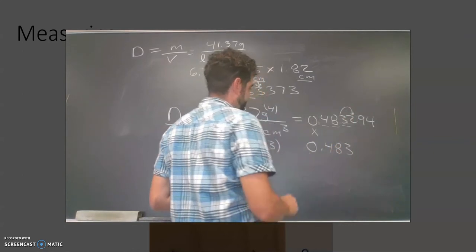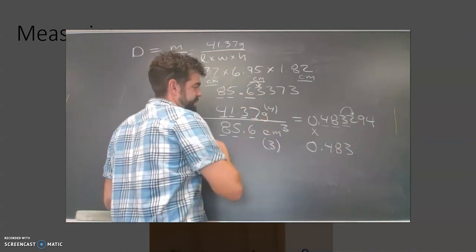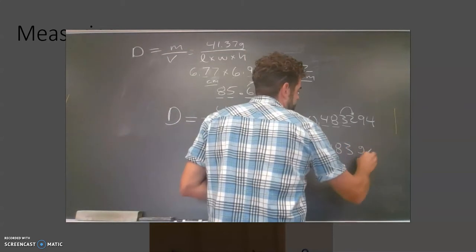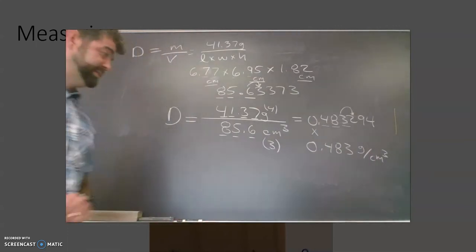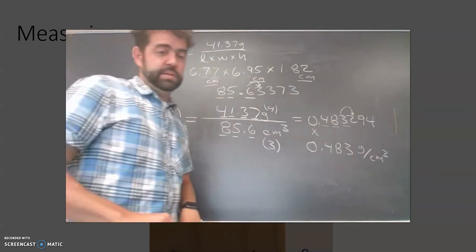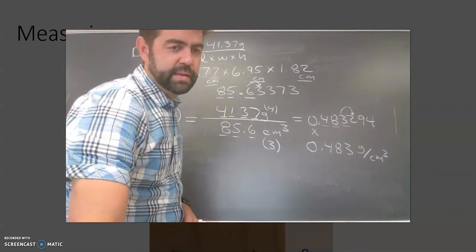It stops right there. My units are grams per cubic centimeter, which is exactly what I would expect it to be in this case. So that's how I would calculate density.